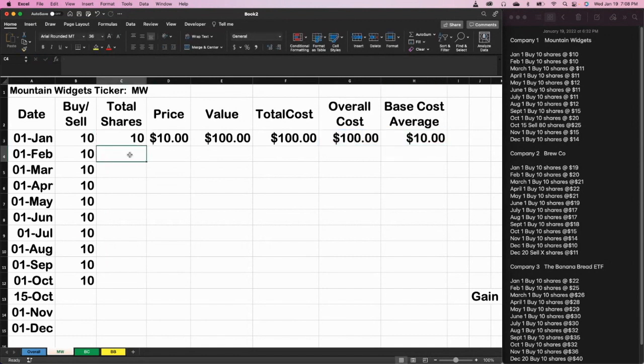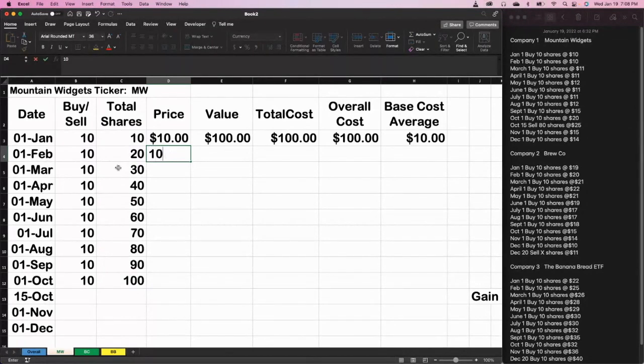Now we'll put in another formula, and equals is always how you start a formula. In this case, we had 10 shares, we bought another 10. So this is going to be equal to that plus the new shares we bought. That takes us up to 20. Now if we drag this down, it'll populate for these months, and you'll see it goes up by 10 each.